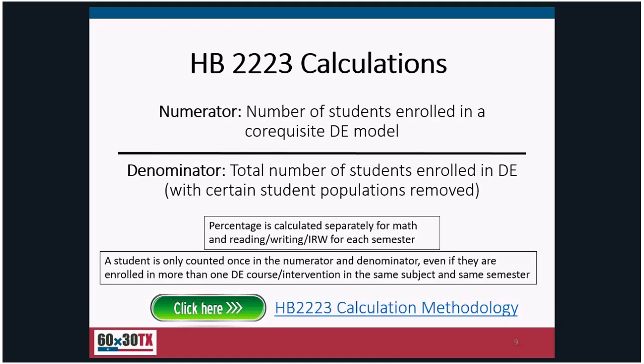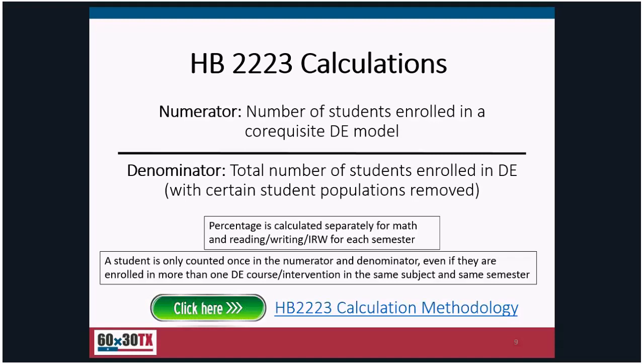And again, certain populations are removed, and that's outlined in the methodology. And then the numerator consists of all of the students that are enrolled in a corequisite DE model. And be sure that you review the glossary to fully understand what we count as a corequisite.